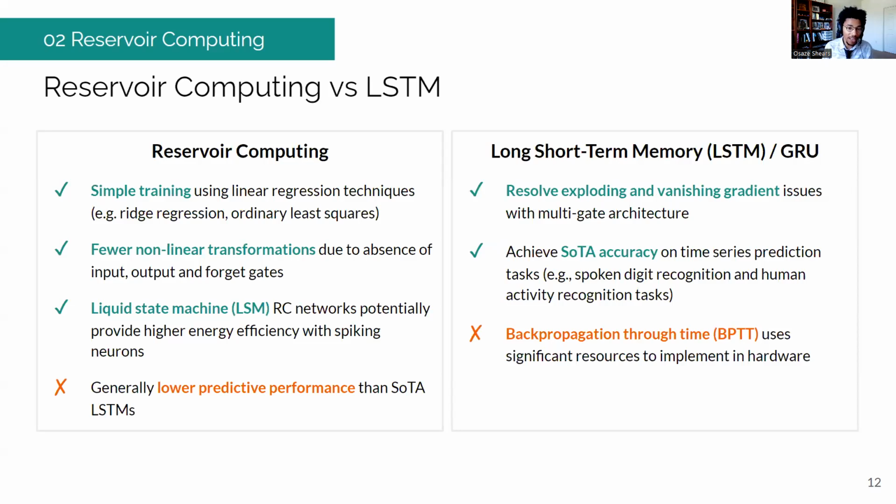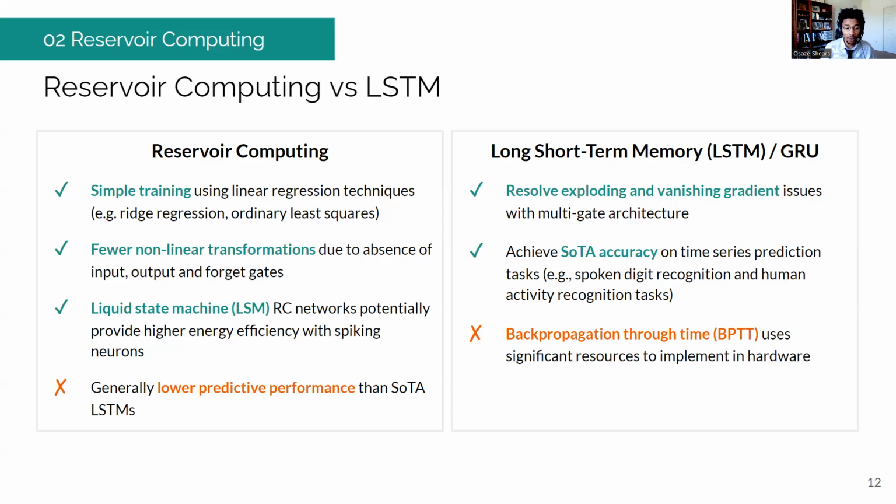So just to summarize the advantages between the traditional approaches of LSTMs and GRUs versus these more lesser known approaches, reservoir computing essentially allows us simpler training, since training only happens at the output layer. There are fewer nonlinear transformations due to the absence of all those different types of gates, like the forget gate, the remember and the input gate, and the output gate. And the liquid state machine, just briefly, could potentially have more energy efficiency because it's using spiking neurons instead of artificial neurons as well. Those are the main advantages of reservoir computing.